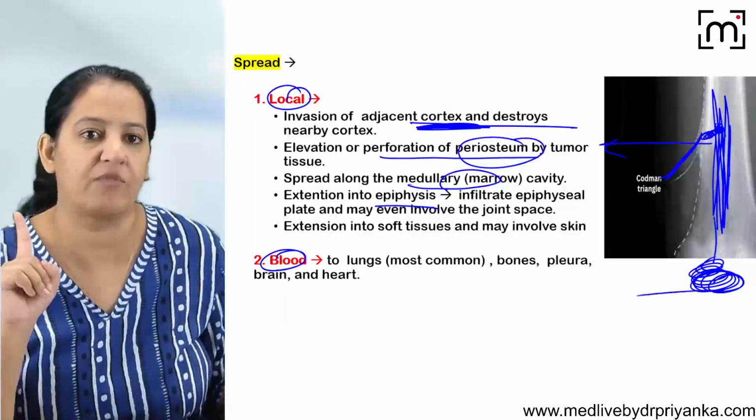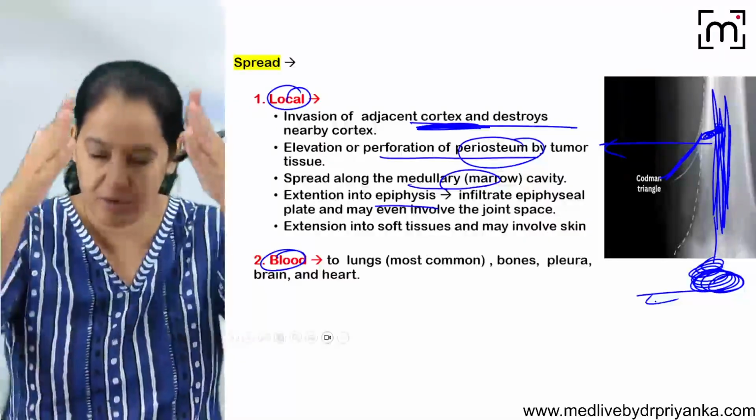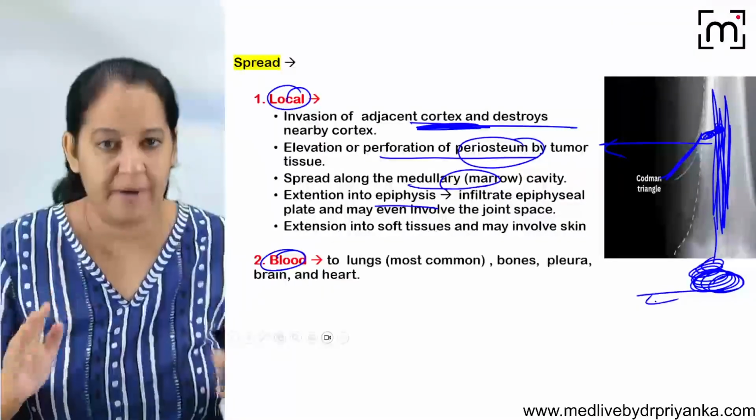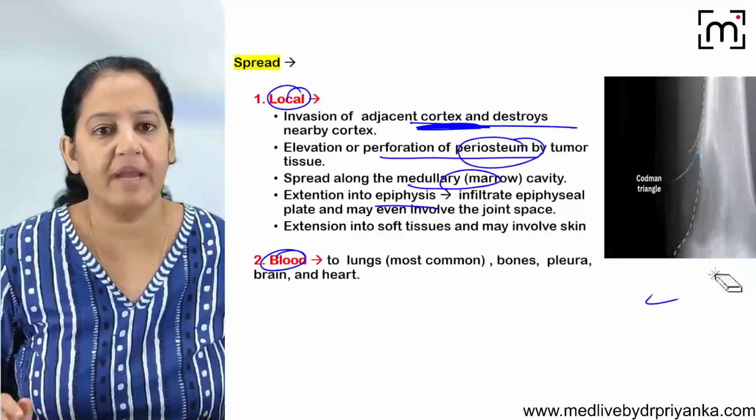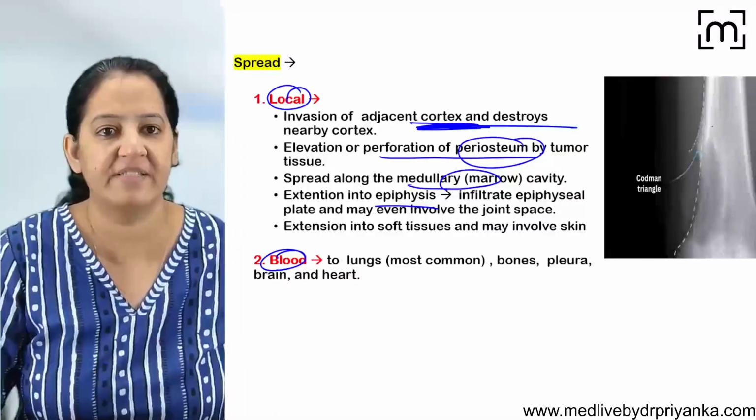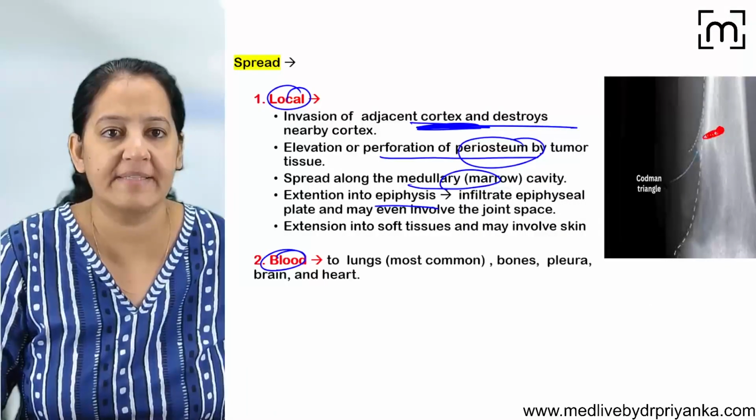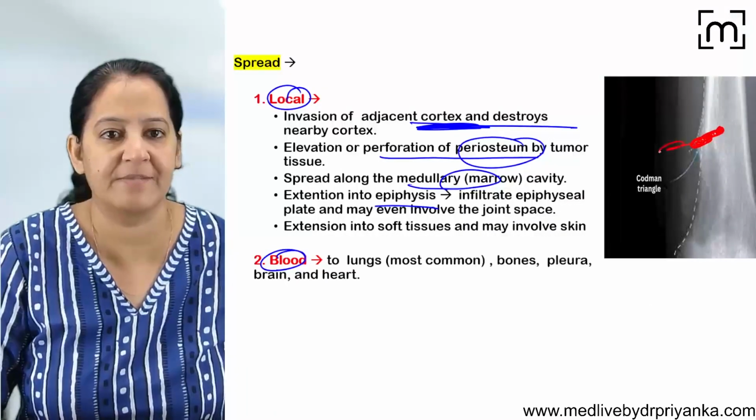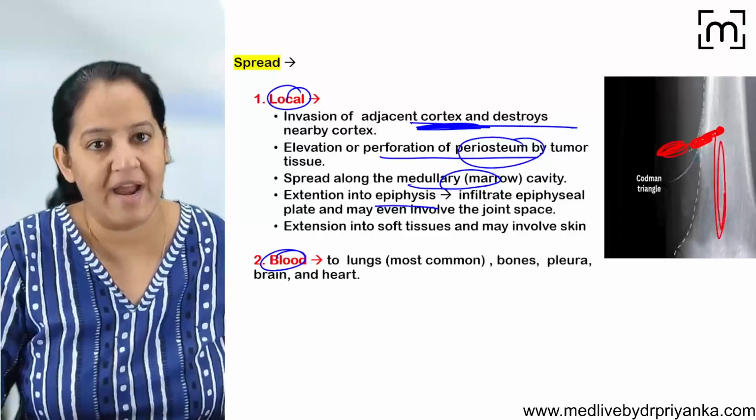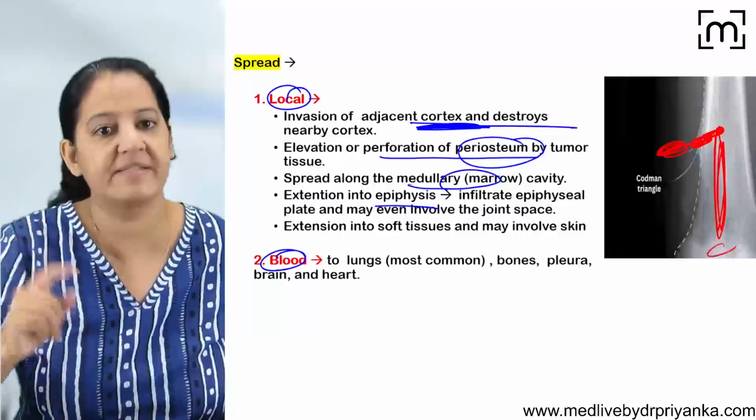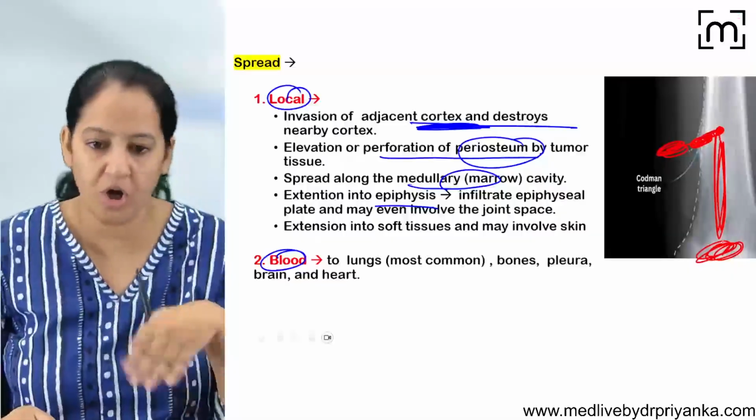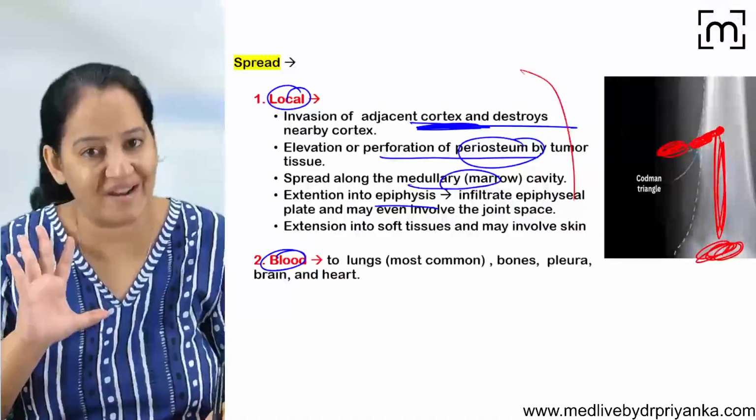After that, it involves the soft tissue also. So it is growing horizontally and vertically. Say it again: it starts from the medullary cavity first, then it destroys the cortex, then it destroys the periosteum, then it spreads in the soft tissue. It involves the entire medullary cavity, and from the metaphysis it goes to the epiphysis also. So this is all about the local spread. Don't learn it, you can understand it well.